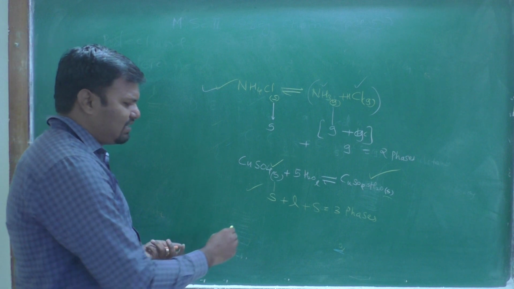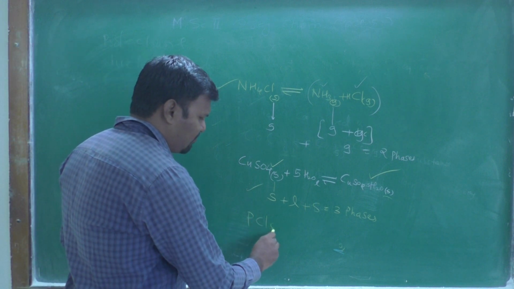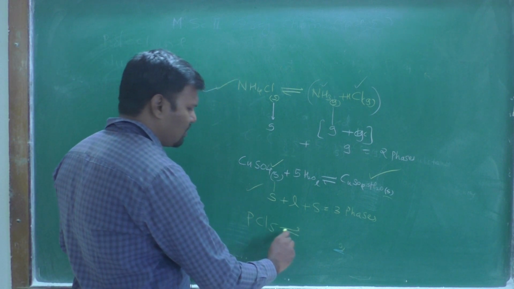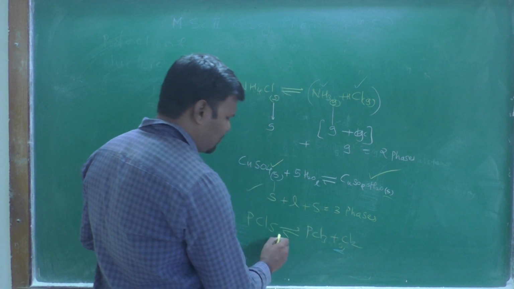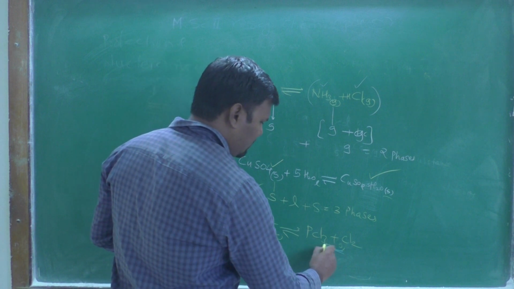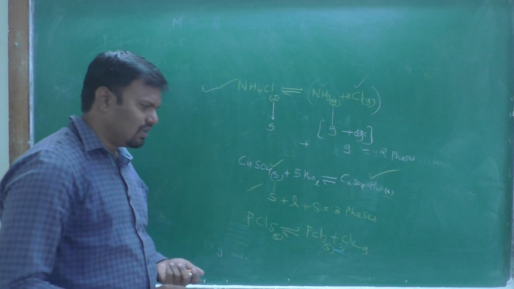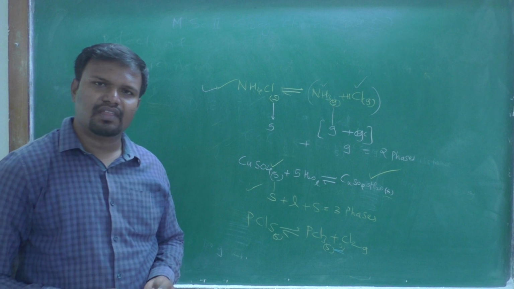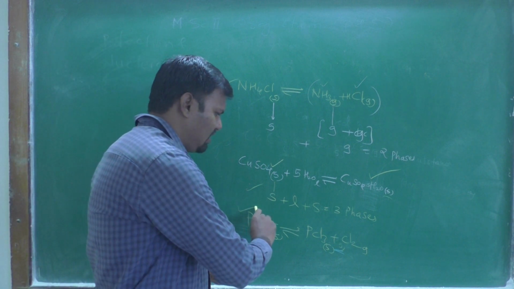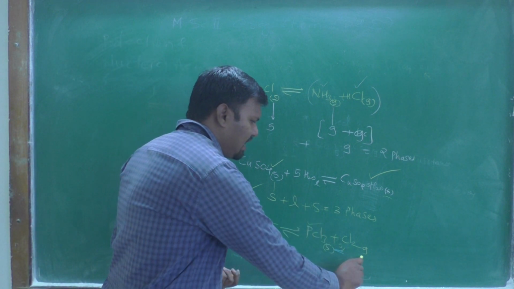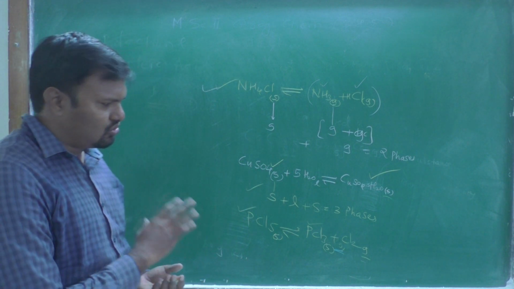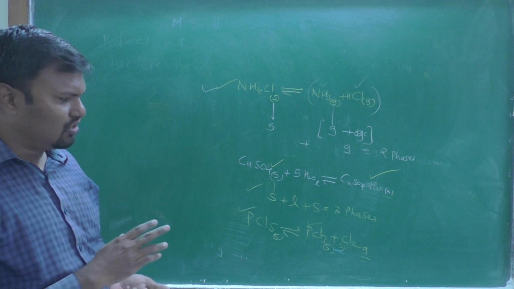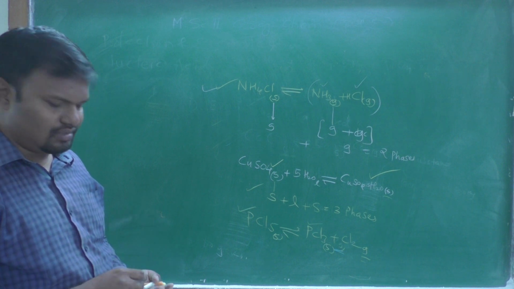We have another example, PCl5, which gives PCl3 plus Cl2. Suppose the first is solid, the second is also solid, and the third is gas. In this case, the first solid and second solid are 1 and 2, and the gas is the third one. Therefore, this is a system which is considered to have three phases.